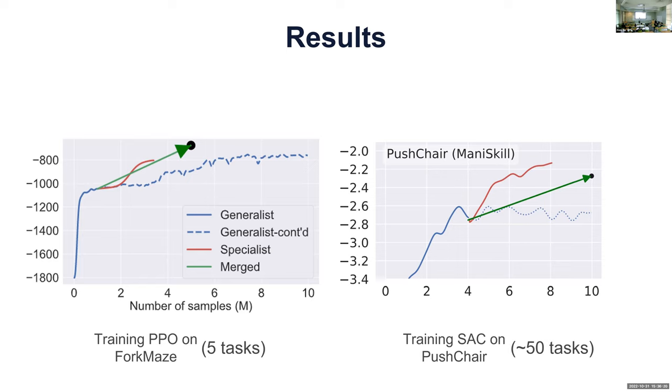I forgot to mention, the x-axis is the number of samples you interact with the environment, which is really important here. If you just use a single generalist, the blue curve, it seems slow. Now if you introduce specialists, the red curve shows that the specialists are able to learn the tasks. After they converge, or almost converge, they also reach a certain plateau.